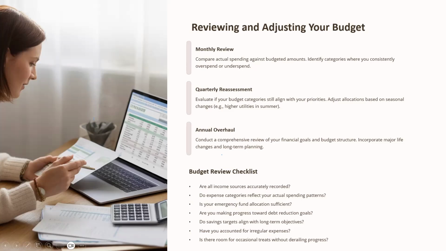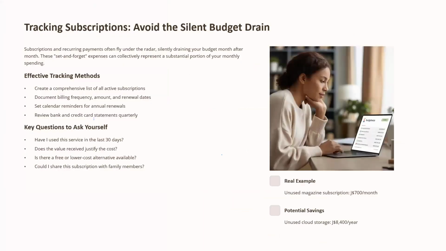Remember that strategy where I said you can take the big expense and divide it into 12? That's one way that you can actually account for an irregular expense. And then you also want to ask, is there room for occasional treats without derailing your progress? Again, not compromising quality of life.